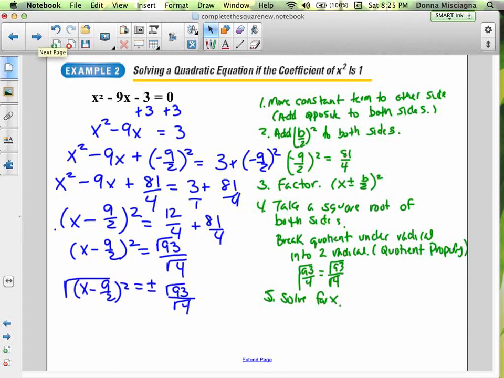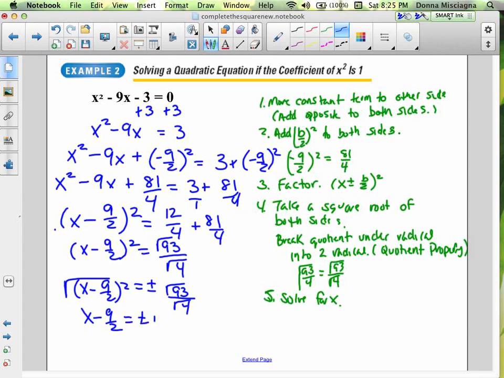All right, now let's simplify. Square and square root cancel. So this is going to be x minus 9 halves equals. All right, now we're going to simplify the radical. There's nothing we can do about the square root of 93. It is a prime. Oh, it's not a prime number. What am I saying? It doesn't really simplify. It's divisible by 3, right? So 3 goes into 93 31 times. But 31 is prime and 3 is prime, and they're not the same prime number. So you're still not simplifying it, but it's not a prime number. Square root of 93, and the square root of 4 is a perfect square.